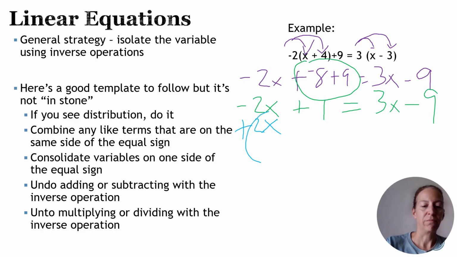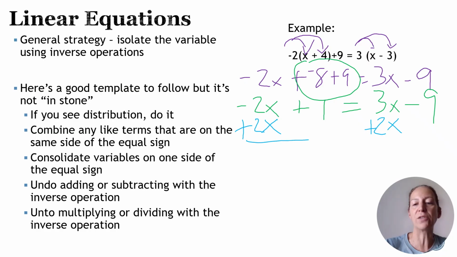Whoops. I thought I turned on my pointer, but I did not. Now I did. Okay, negative 2X plus 2X is 0. These cancel each other out, but I want you to really notice why they cancel out, because negative 2X plus 2X is 0. Now, whatever I do to one side of the equal sign, I have to do to the other side, which means I have to add a 2X on this side as well.